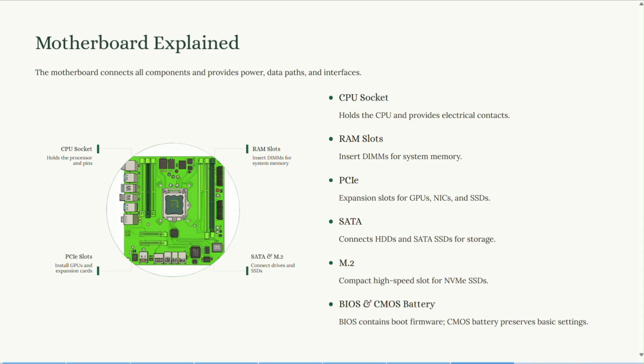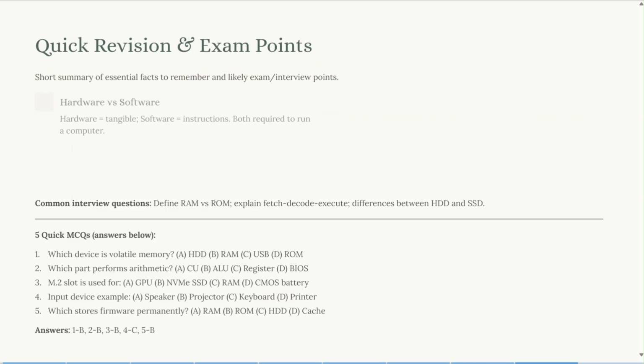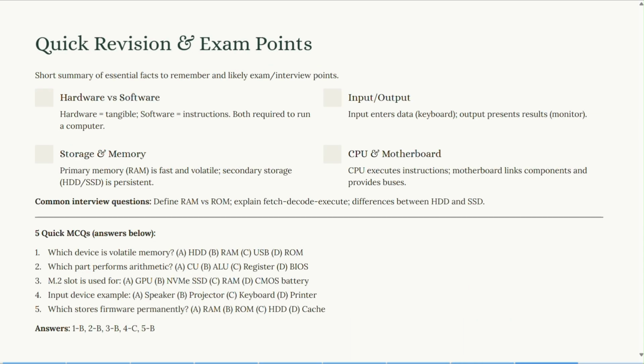Now let's quickly revise everything we've learned. Slide 8. Let's quickly go over the key points from today's lesson. A computer is made up of hardware and software. Hardware includes the physical parts you can touch, while software consists of the programs and instructions that make the hardware work. Input devices send data to the computer, and output devices display the processed results.